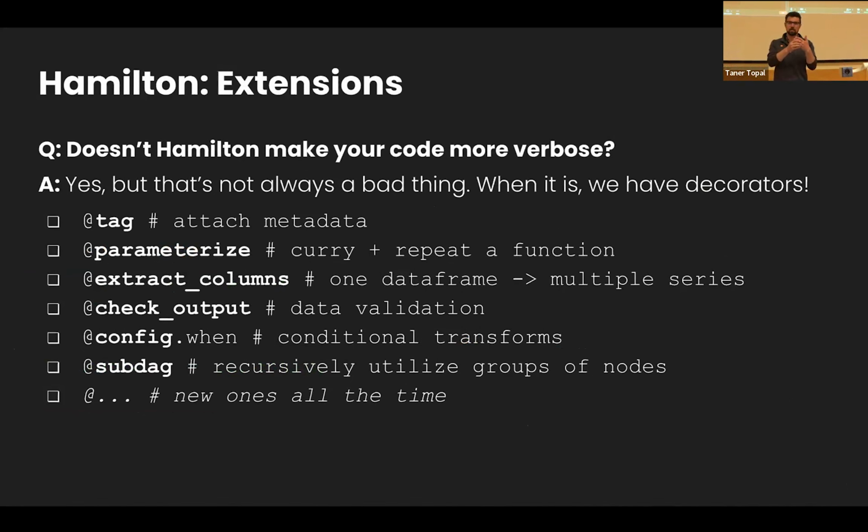And so instead of writing simple transforms in a pandas data frame, you're writing whole functions, but you get a lot out of this. Code is read often 10 times as much as it's written, and verbose, very clearly written code is probably better than super short code that's harder to read. But when it is a bad thing, we have all sorts of decorators that add extra metadata to these functions.